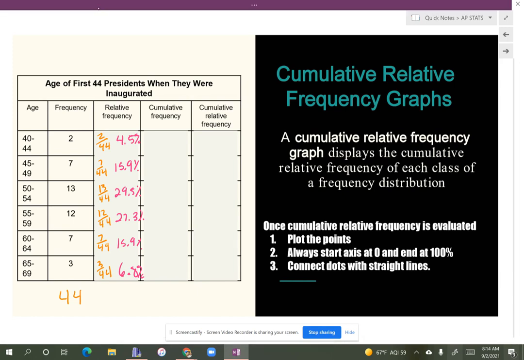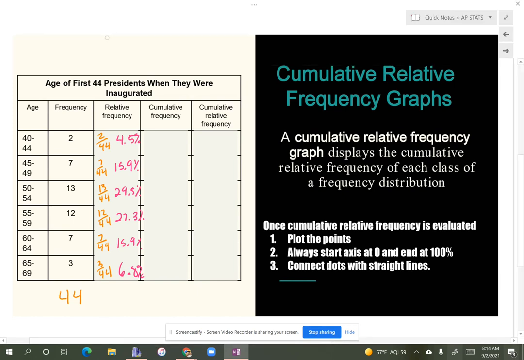So this one, when we start, it doesn't change. We're still at 2. Okay? But then the next level, we're at 9 because 2 plus 7 is 9. And then we add 13, and that's 21. Wow. 9 plus 13 is not 21. Sorry. Sick brain. 9 plus 13 is 22. Then we add 12, and we get 34. Then we add 7, we're at 41. And then we're at 44.